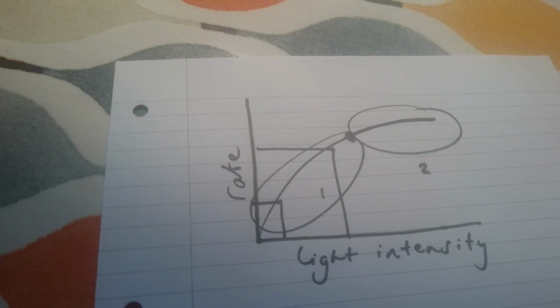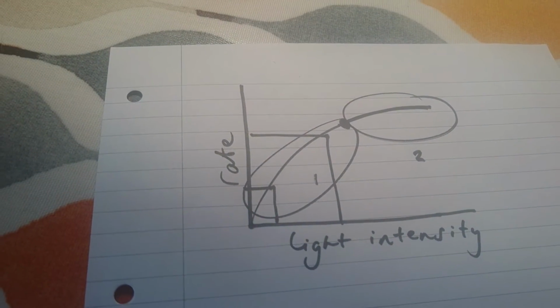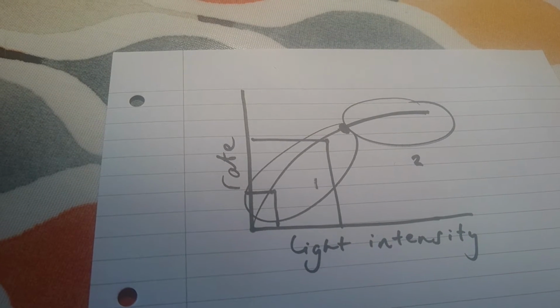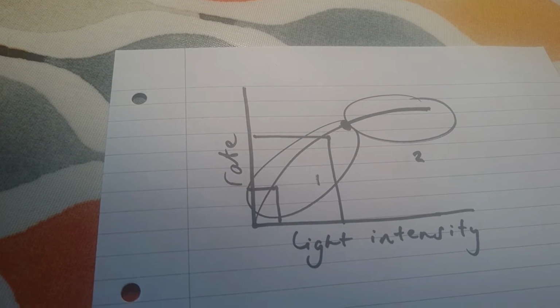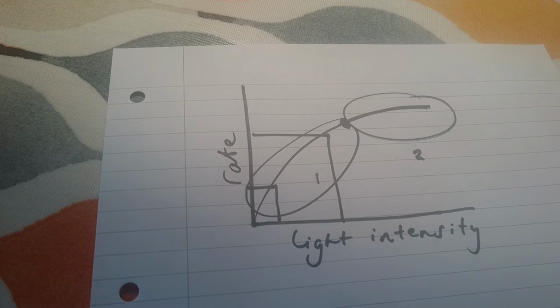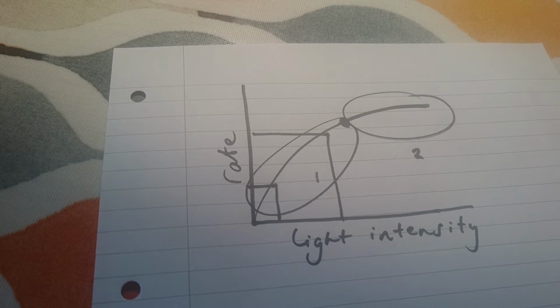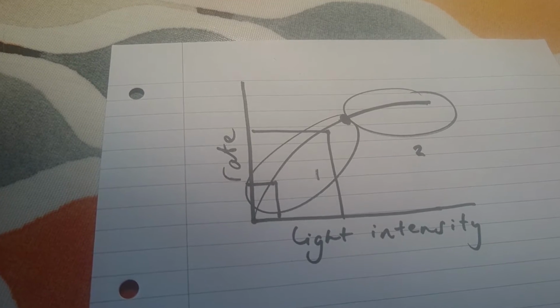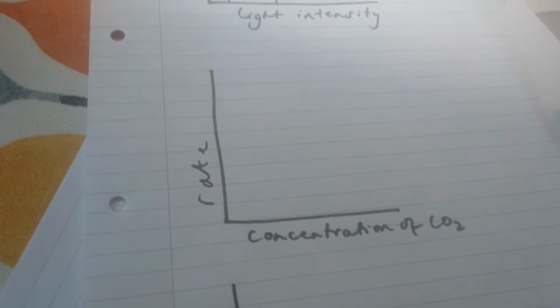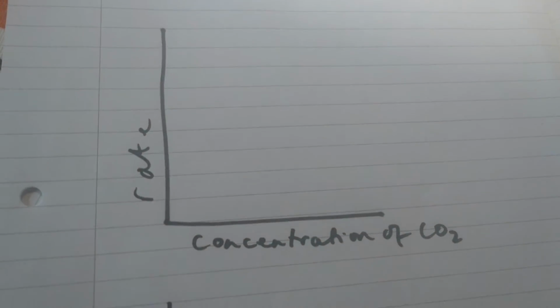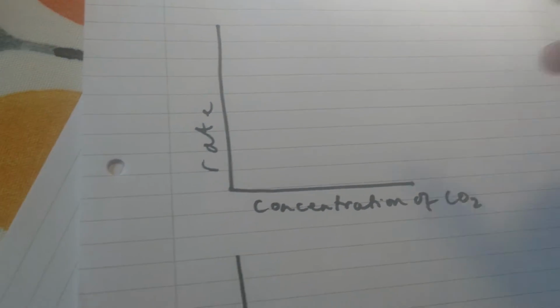So my next question is, go to Chris Stoker. Chris, what must be increased for the rate to increase? That's right, Chris. Must be CO2 and temperature. Very good. Next bit, next graph. Rate versus concentration of CO2.